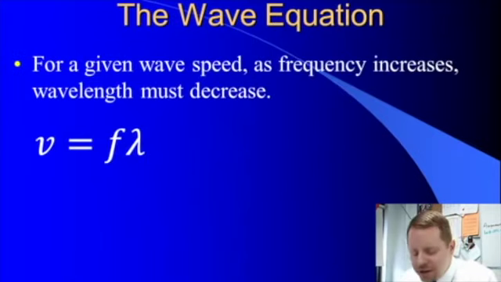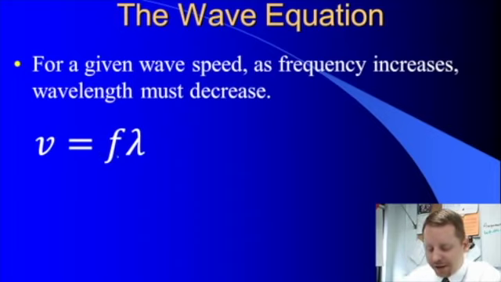The wave equation says for a given wave speed or wave velocity, as frequency increases, wavelength must decrease. So the wave velocity is equal to frequency times wavelength. Now what's important to note here, the wave velocity doesn't depend on frequency and wavelength. You can't increase the frequency of a wave and have it speed up. This is a relationship that shows you how the frequency and the wavelength are related.